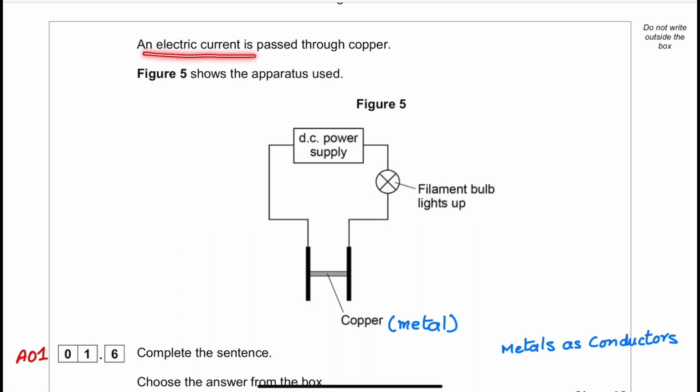An electric current is passed through the copper. So this is the copper wire. Figure number 5 shows the apparatus used here. This is the power supply. This is the filament bulb. It lights up when the current flows through the copper wire. Copper is a metal, and we know that metals are good conductors of electricity.